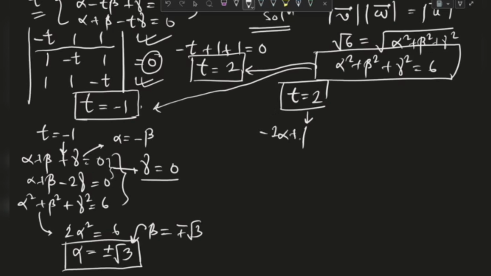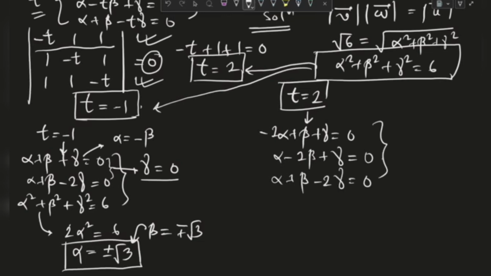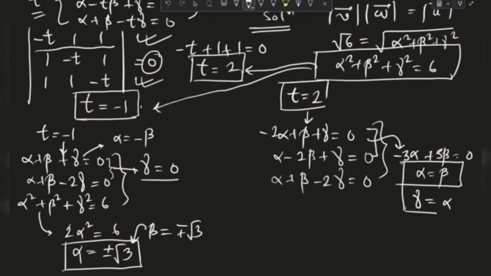We will have -2 alpha plus beta plus gamma as 0. We will have alpha minus 2 beta plus gamma as 0, as we can see here, and alpha plus beta minus 2 gamma as 0. Now from these equations, if we subtract this and this, what we will get is minus, I guess, 3 alpha plus 3 beta is 0. So basically alpha is equal to beta. And also when we put alpha equal to beta, we'll also get gamma equal to alpha. So basically all of them are equal.